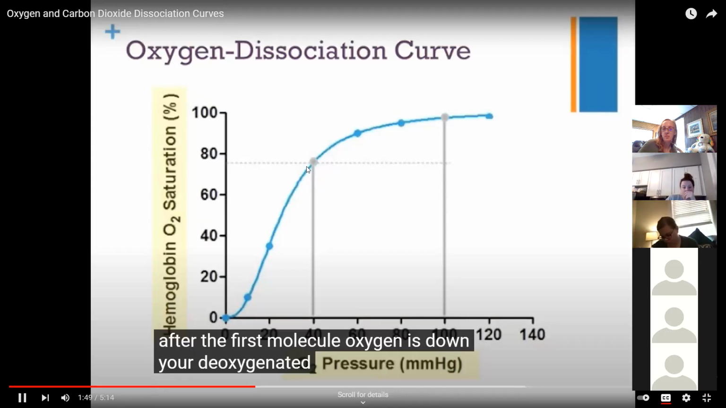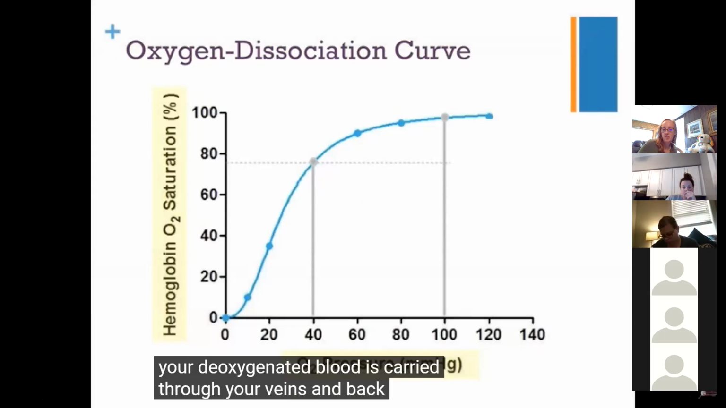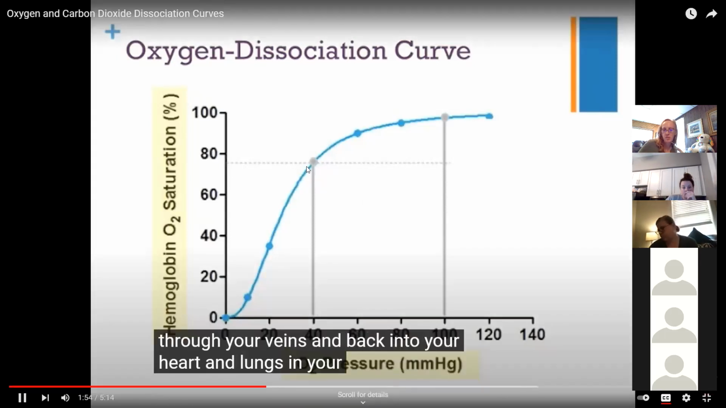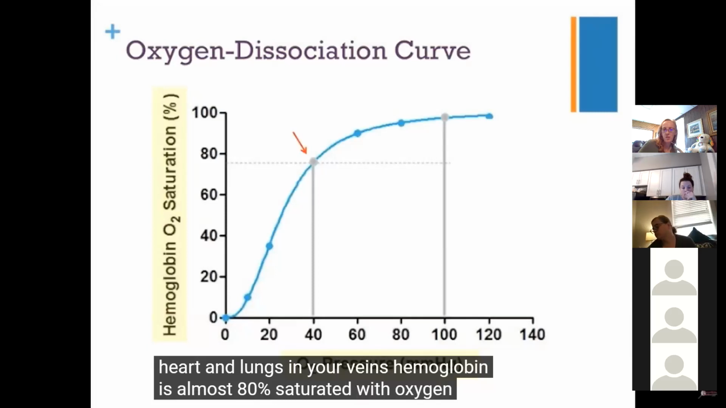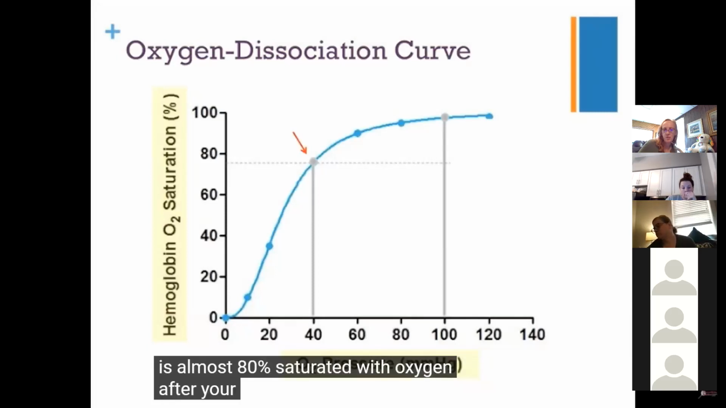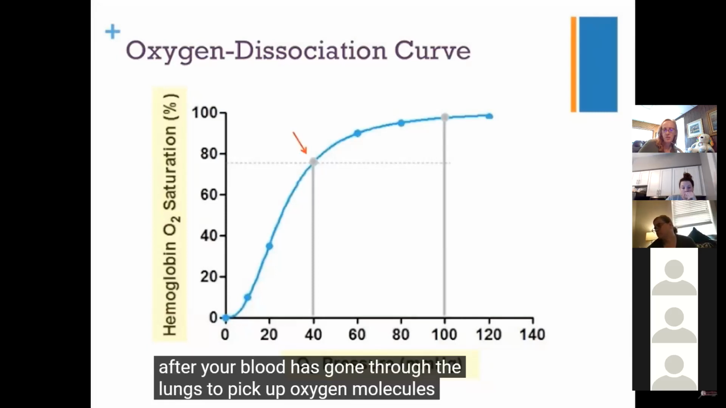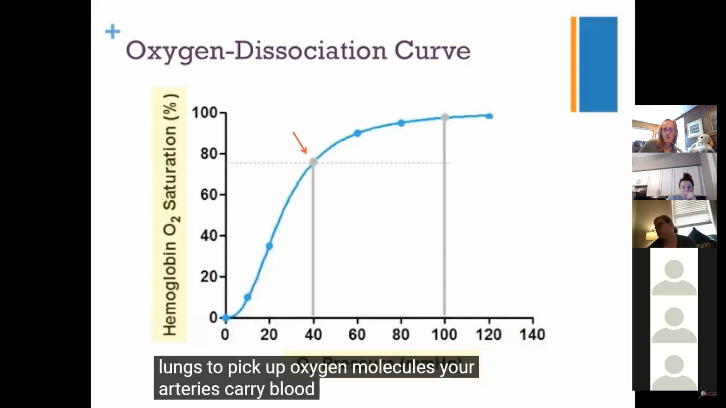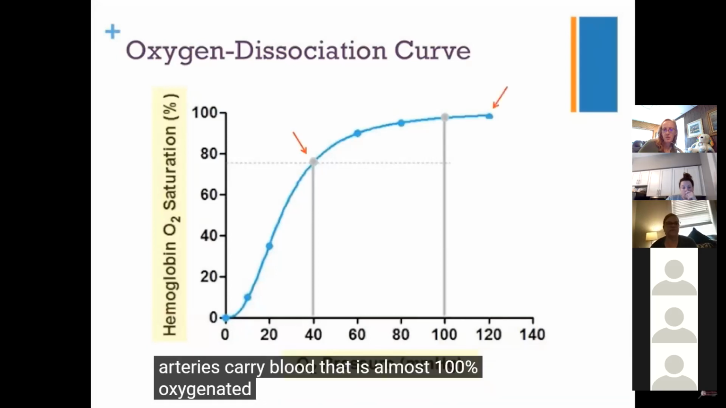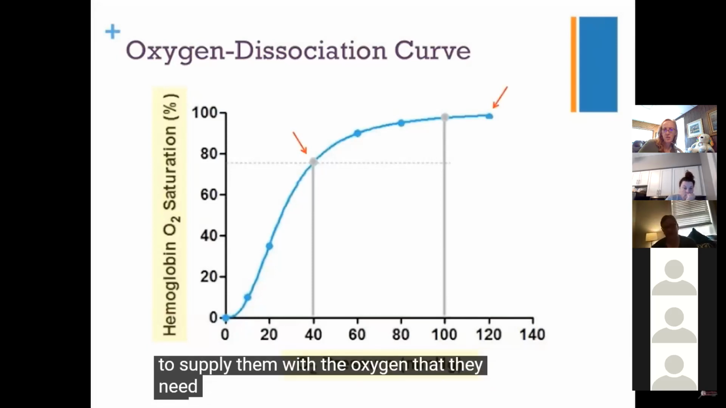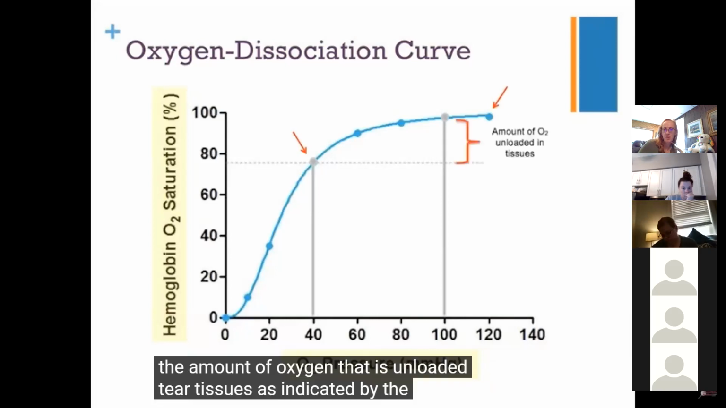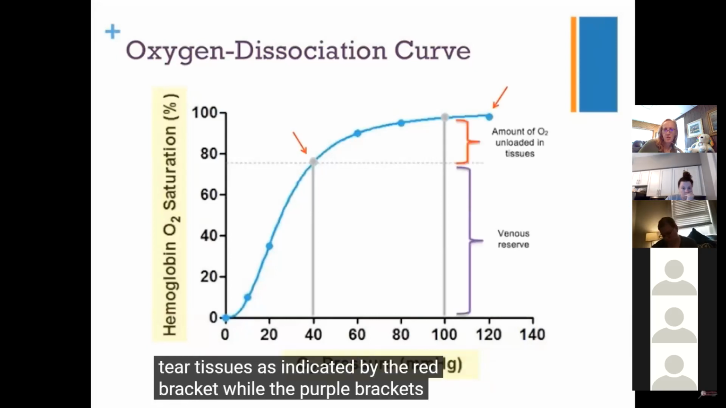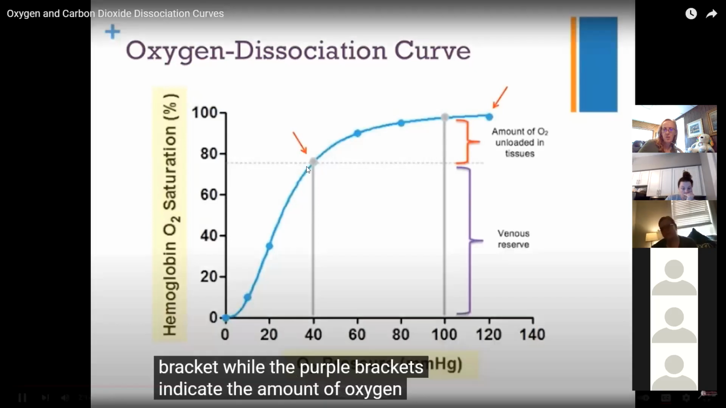Your deoxygenated blood is carried through your veins and back into your heart and lungs. In your veins, hemoglobin is almost 80% saturated with oxygen. After your blood has gone through the lungs to pick up oxygen molecules, your arteries carry blood that is almost 100% oxygenated to your tissues to supply them with the oxygen that they need. The amount of oxygen that is unloaded to your tissues is indicated by the red bracket, while the purple brackets indicate the amount of oxygen that is used.